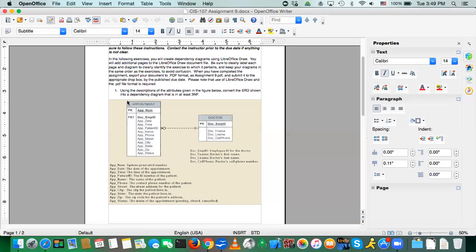So we're looking at two tables here. This first one is appointment and the other one is doctor. And the primary key in appointment is appnum. The primary key in doctor is doc emp ID. And because this is the primary key over here, we're also mentioning it over here as the foreign key 1, which is FK1, right where the pointer is.